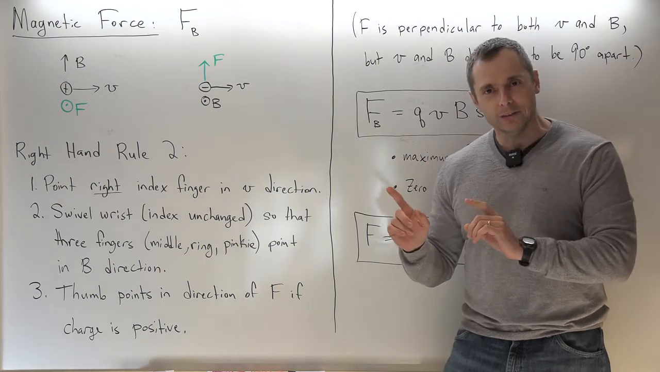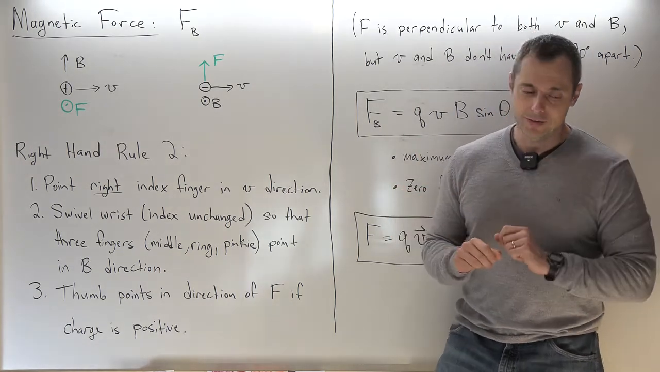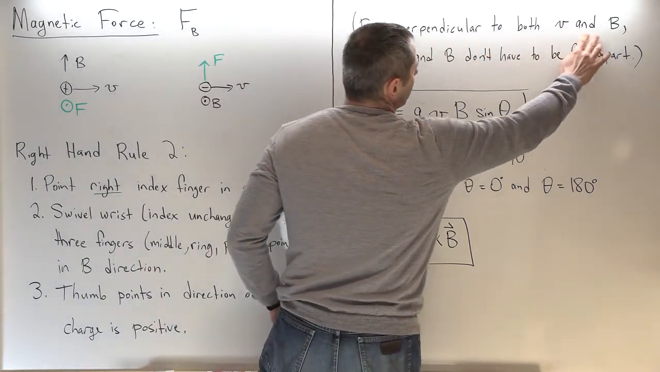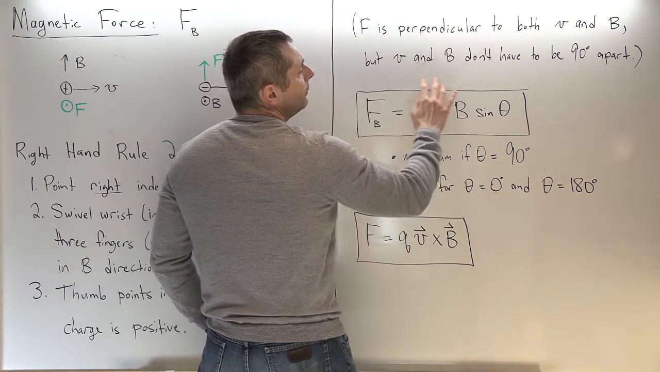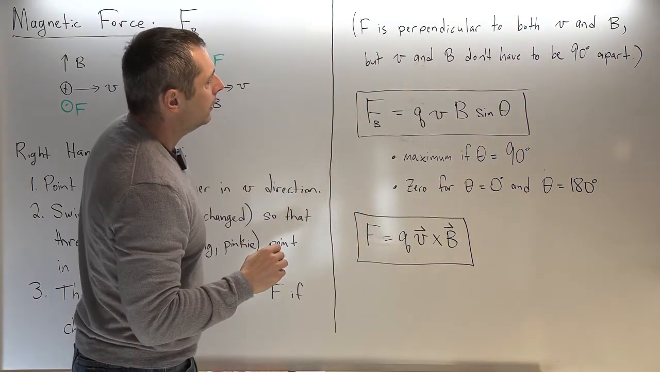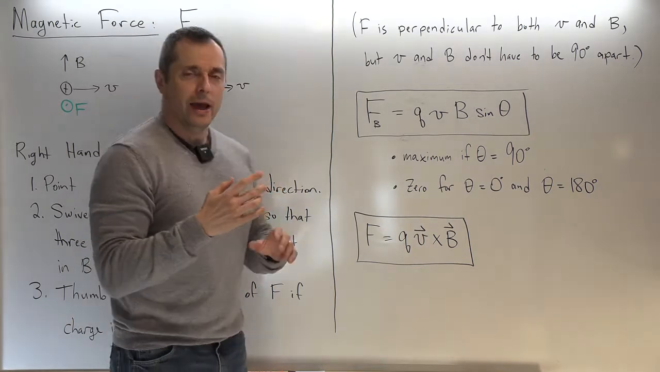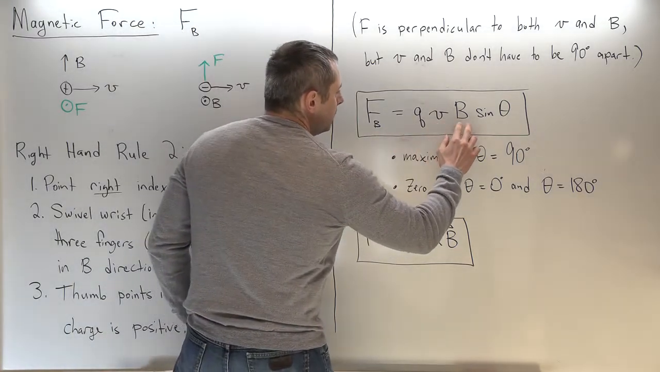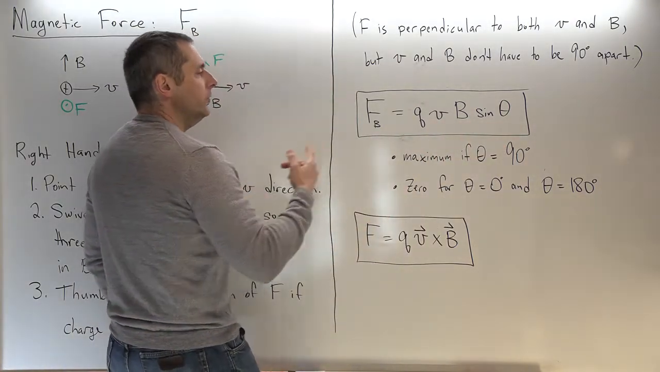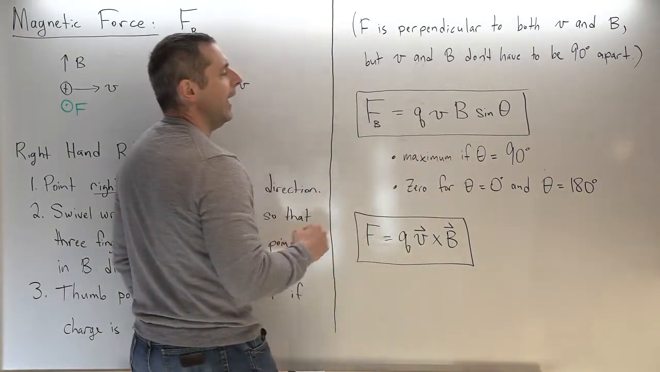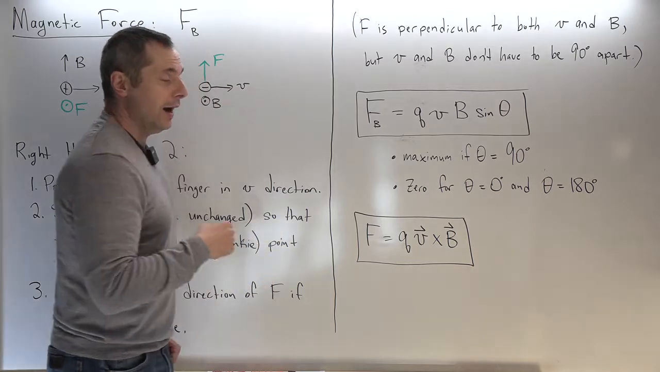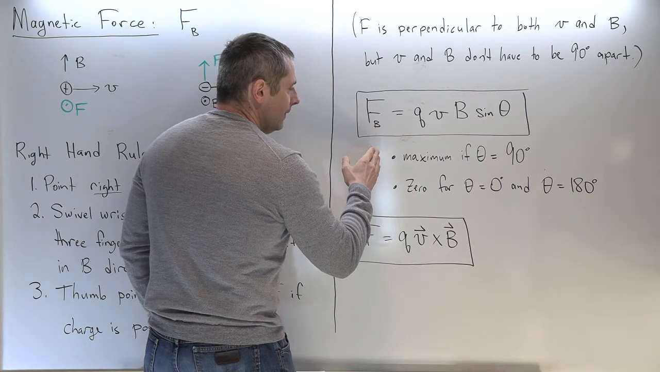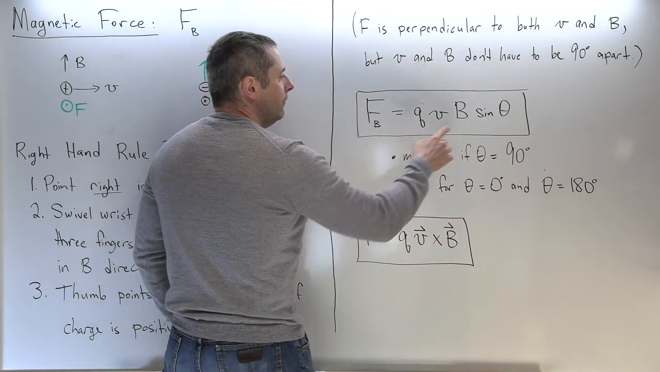Okay, that's the direction. Now, the magnitude. But I also want to point out one other thing. The force is, as I said, always perpendicular to the velocity and the magnetic field, but these don't have to be 90 degrees apart. They could be anything but 0 and 180, because this is the force, qvB sine theta. Okay, so you need a charge, you need a velocity, you need a magnetic field, and you need an angle that's not 0 or 180 to get magnetic force. Another point, the magnetic force is a maximum if you plug in 90 degrees.